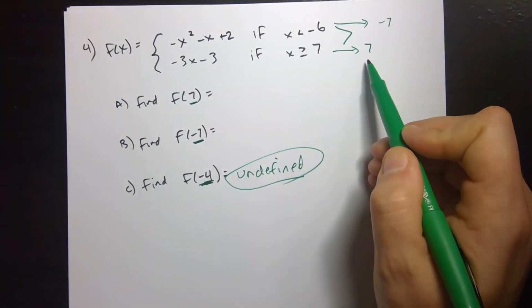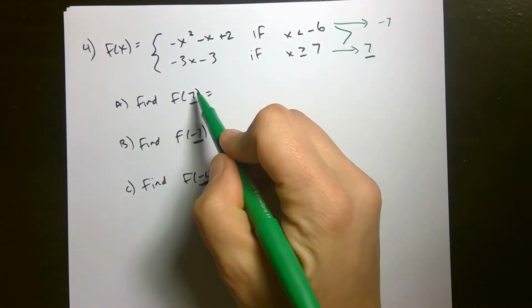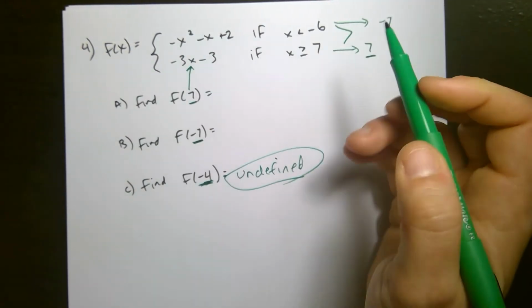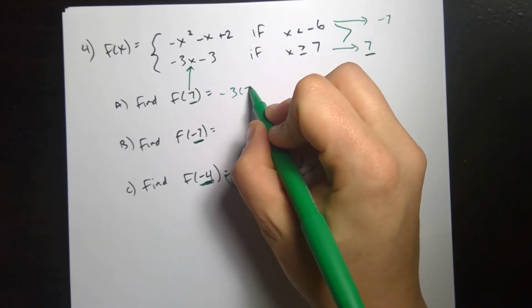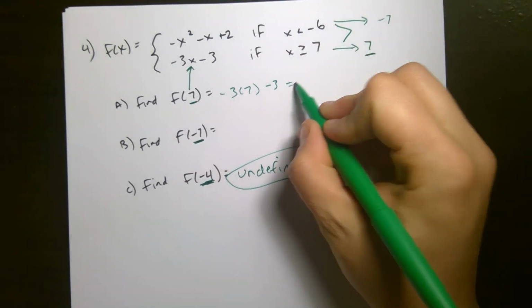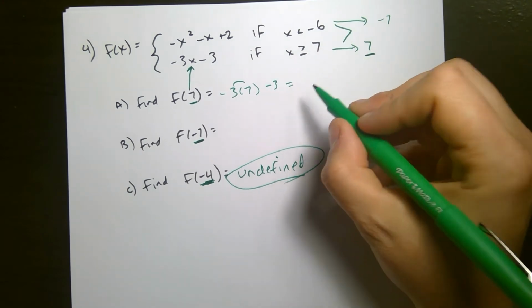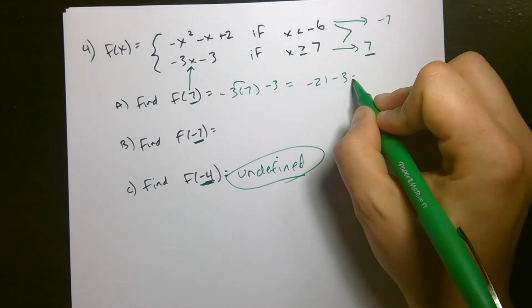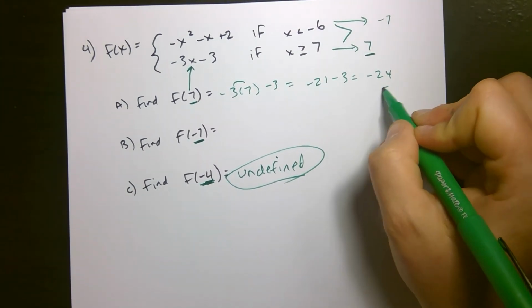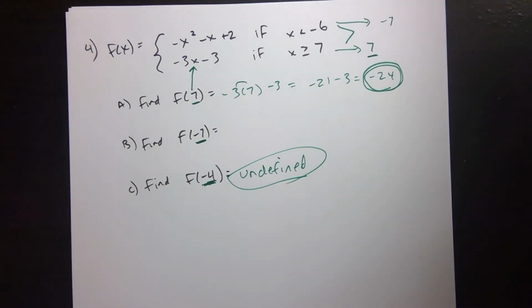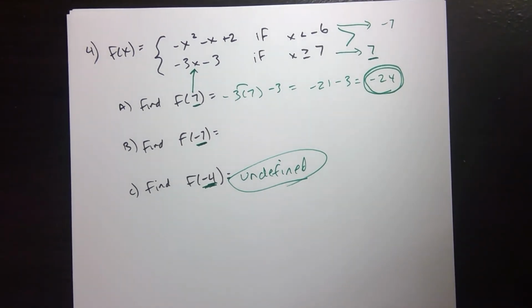And so since x is going to be my 7, I'm going to plug this 7 into this x. So I'm going to have -3 times 7 minus 3. And then, of course, I'm going to distribute. And I'm going to get -21 minus 3. And that's going to equal -24. This answer that I have circled, that's what you're going to want to type into HOX.